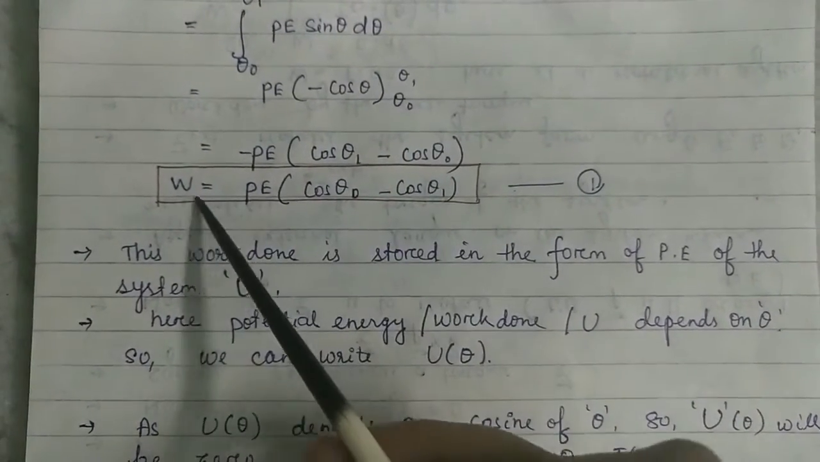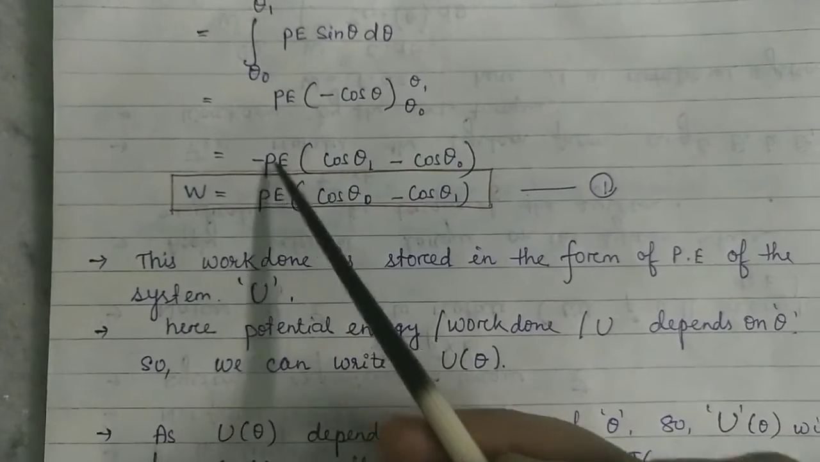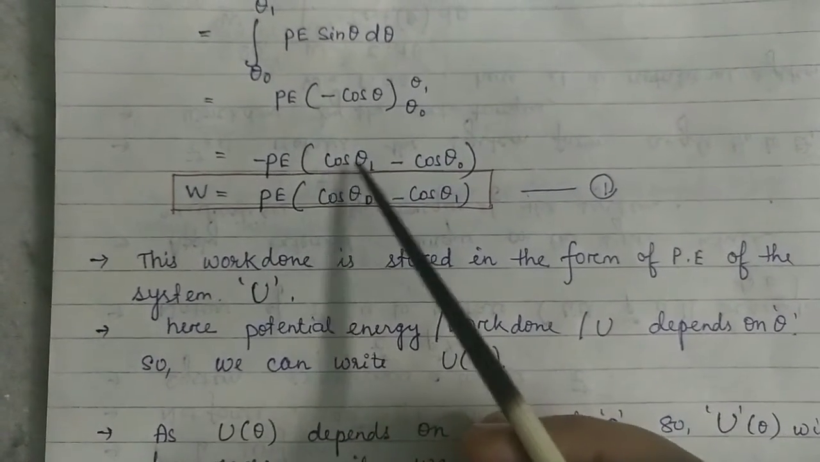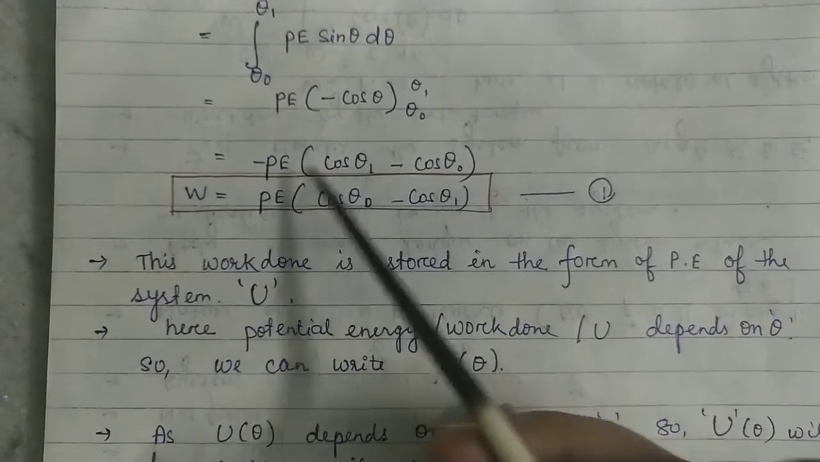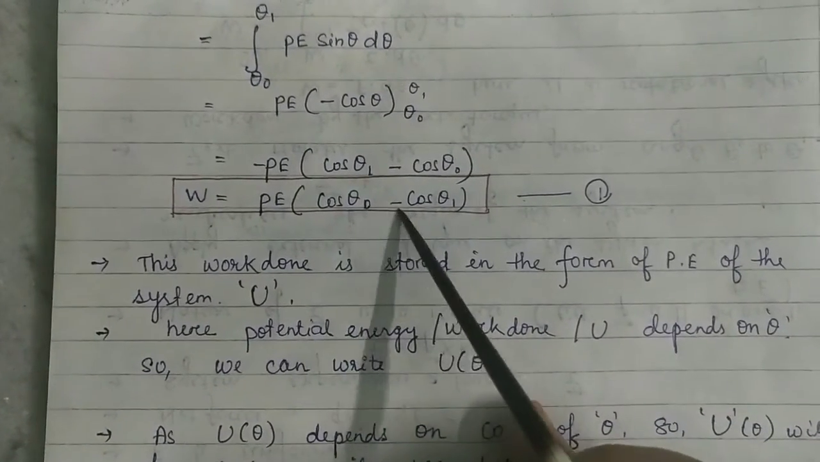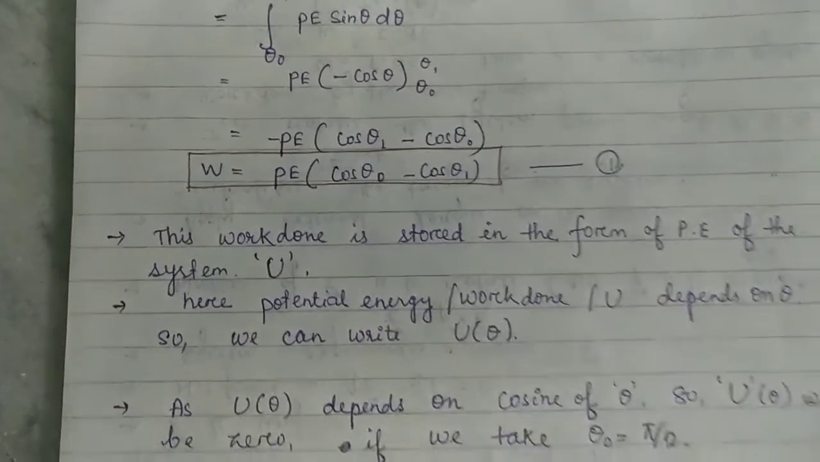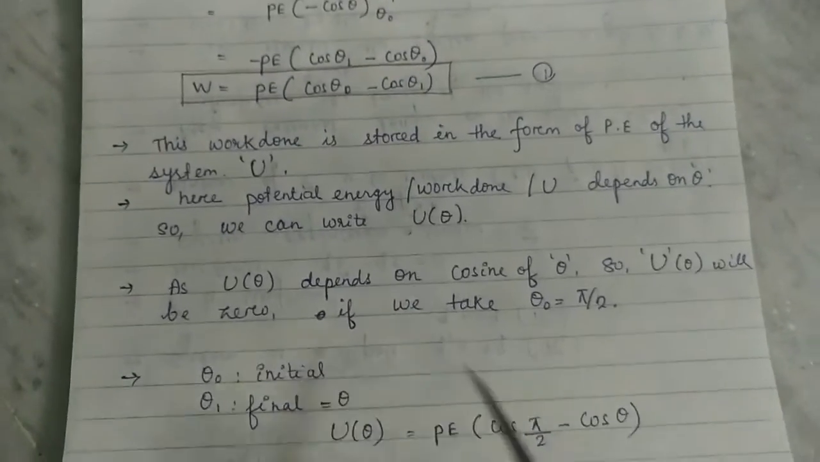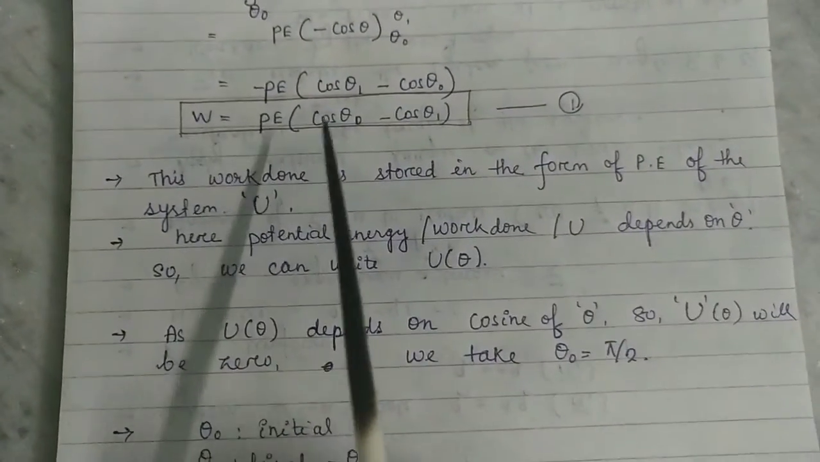If we arrange it properly, we get W, the work done, equals PE, with the minus symbol taken inside, so it becomes plus cos theta 0 minus cos theta 1. Let it be equation number 1. So this is the work done by the external torque.